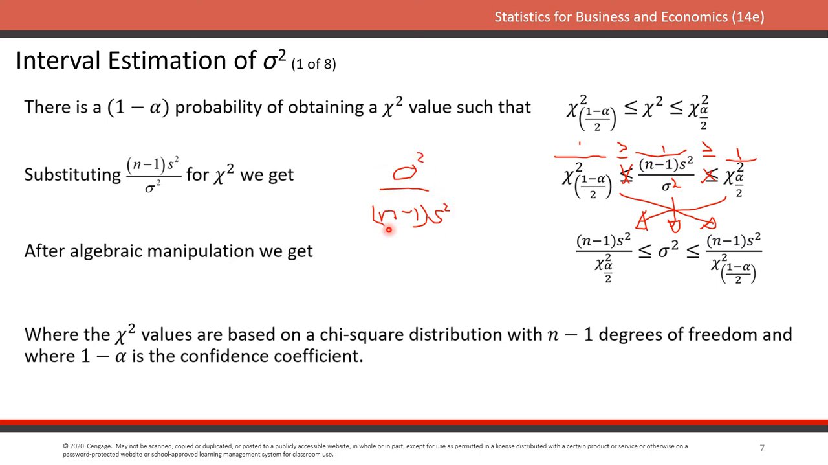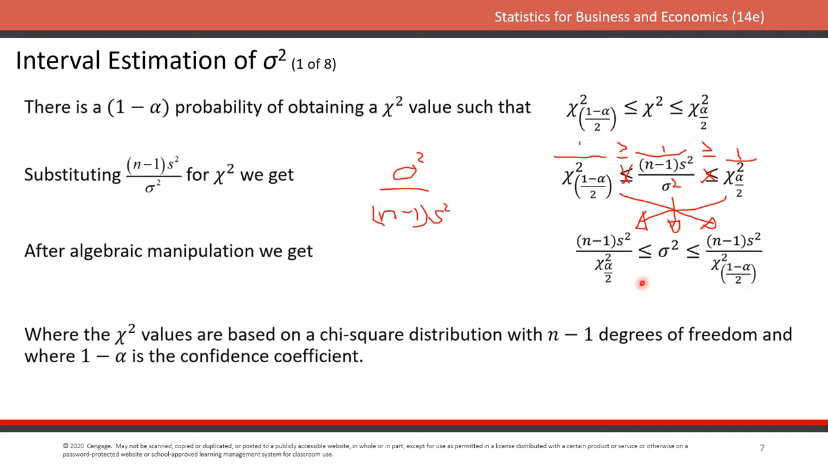So when I do 1 divided by everything, I'm left with sigma squared over n minus 1. Now I just multiply all of the sides by n minus 1 times s squared. So that's why you get n minus 1 times s squared on that. It cancels out in the middle, and I'm just left with my sigma squared. And then I've got the chi squared sub alpha over 2, and chi squared sub 1 minus alpha over 2.